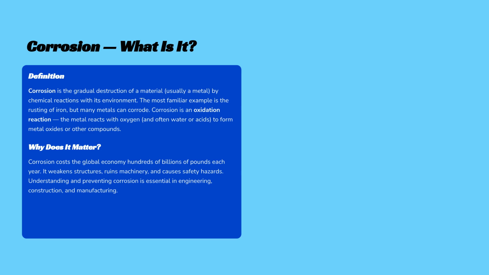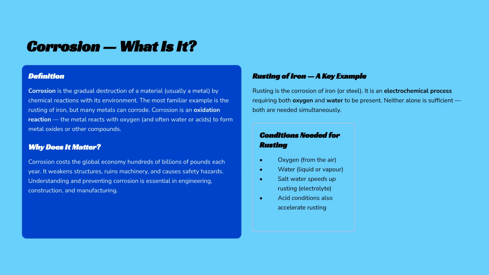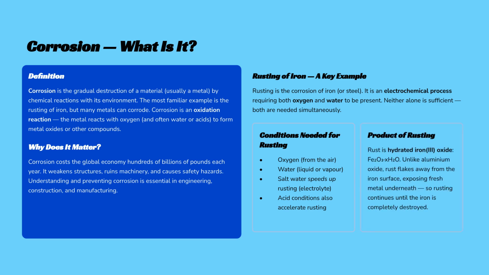Corrosion is the gradual destruction of a metal by chemical reactions, such as oxidation. Rusting is the corrosion of iron, an electrochemical process requiring both oxygen and water. Salt water and acid accelerate rusting. Rust is hydrated iron(III) oxide and flakes away, allowing corrosion to continue until the iron is destroyed.